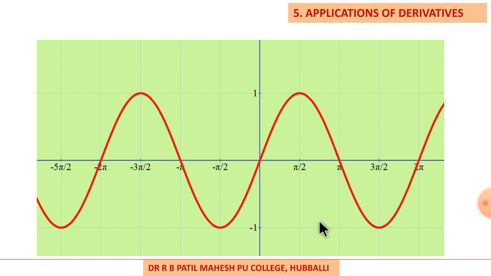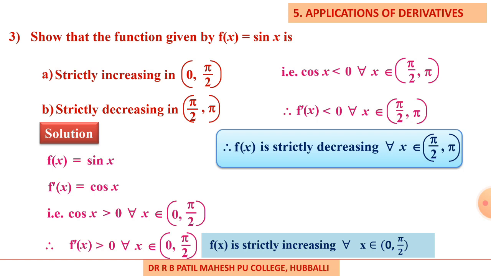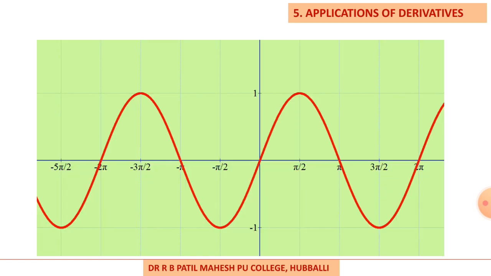So this is the graph for the same function, the graph for the sine function. Here first, what are the intervals here? 0 to pi by 2, that is 90, and 90 to 180. So in this graph, first 0 to 90. This is 0 and this is 90.